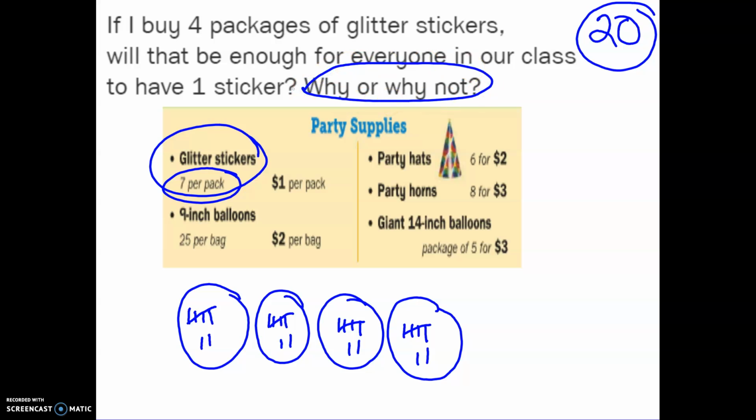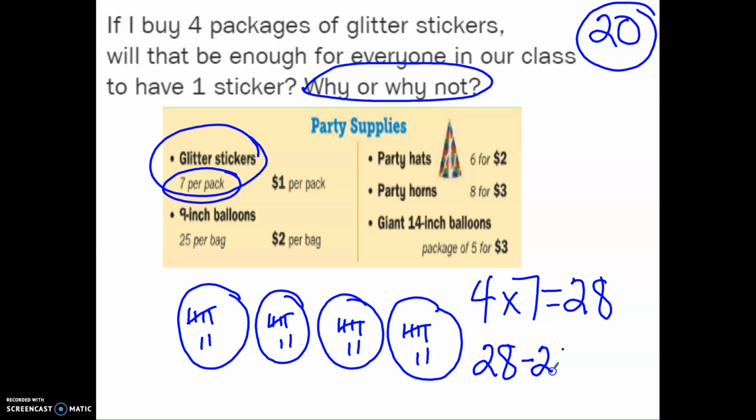Will I or won't I have enough for everyone to have a sticker? But first, this is a multi-step problem. So we need a number model for our picture. So I have 4 packages, and there's 7 in a package because that's what I drew. And after counting them, I got to 28.